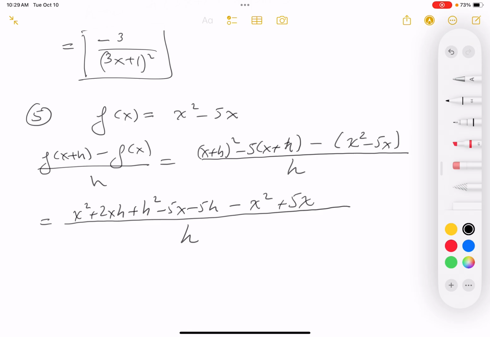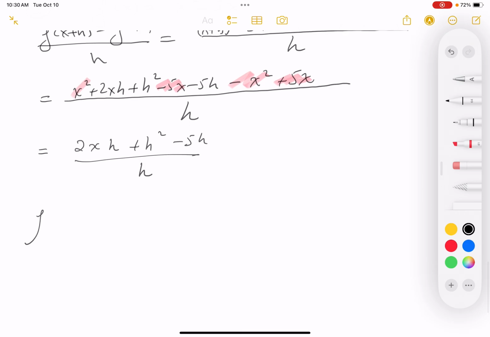I'm kind of looking at it. Let me get my red pen out. And I know some things are disappearing. For example, this and this cancel off, and the 5x cancels off. And the question is, what are you left with? Well, write that down. You're left with 2xh plus h squared minus 5h over h.